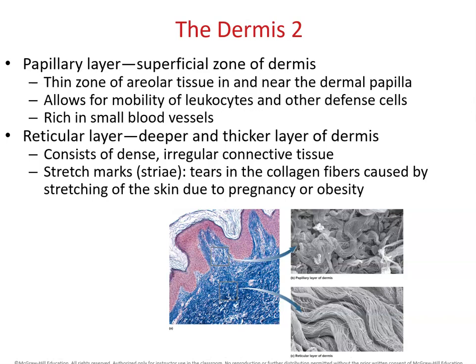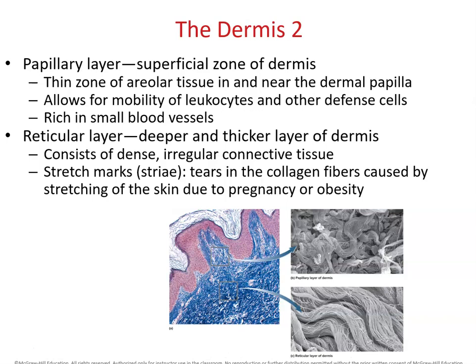Okay, so here are these two layers within the dermis that we can see specifically. So we have the papillary layer. This is the uppermost part of the dermis tissue, close to the epidermis. This is going to be less dense. It's the areolar tissue that we talked about again in chapter 5. We're going to have leukocytes, white blood cells that are able to move around in this less dense tissue. It also has a significant number of blood vessels.